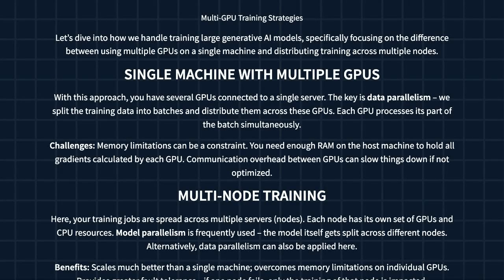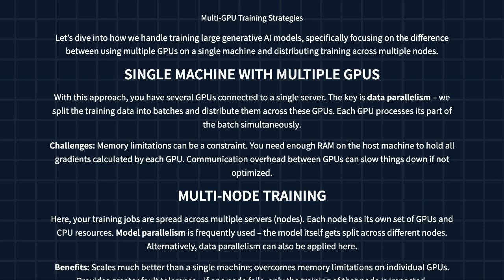Okay, let's talk about how we train these massive AI models. We can do it in a couple of ways, using multiple GPUs on one computer, or spreading the training across several computers altogether. When you're using multiple GPUs on a single machine, what you're essentially doing is splitting up the work. Each GPU takes a chunk of the data and processes it at the same time. But there can be memory challenges with this approach. You need to make sure your main computer has enough RAM to handle all those calculations.